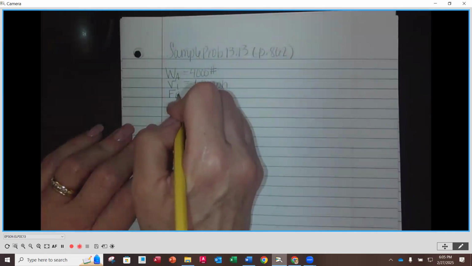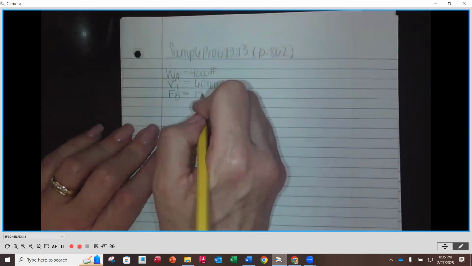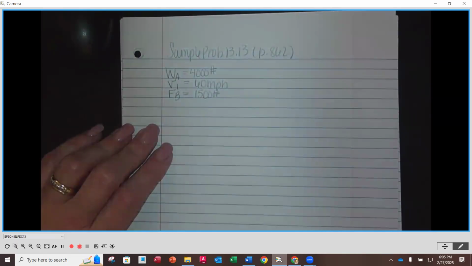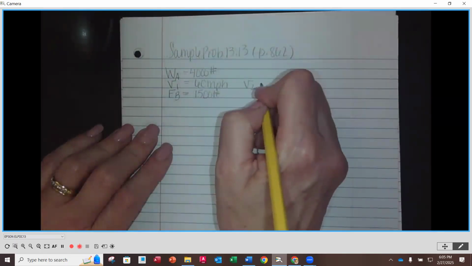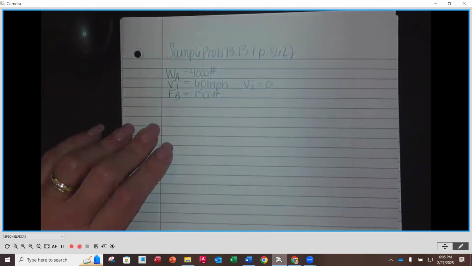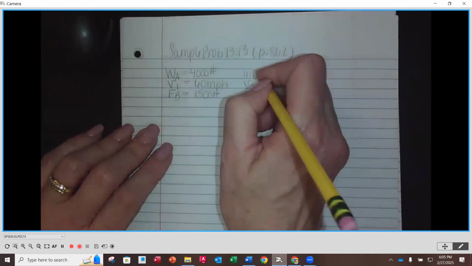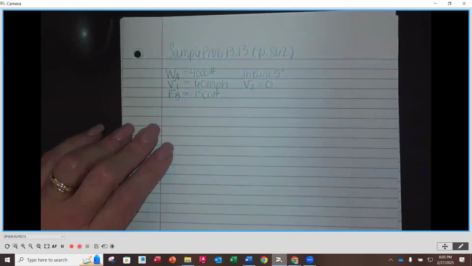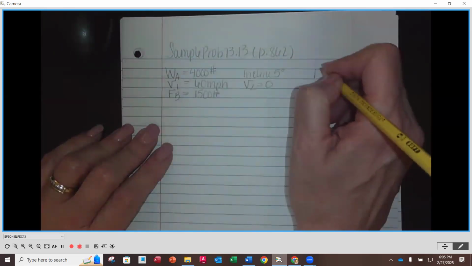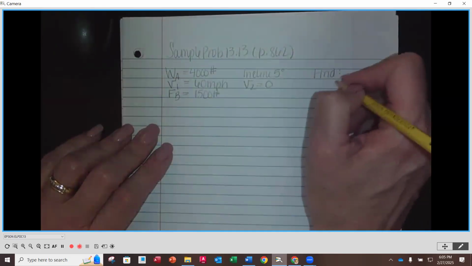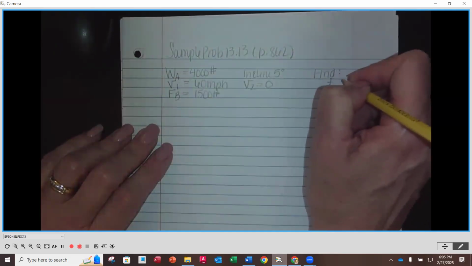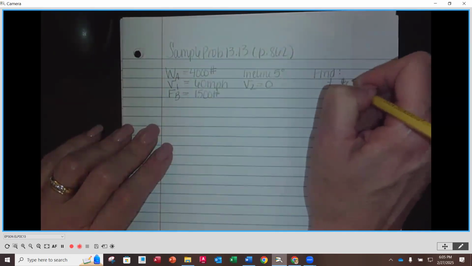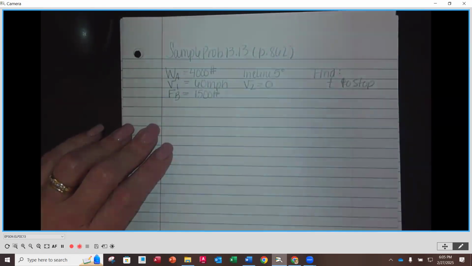We were told that there's a braking force of 1,500 pounds. And our final velocity 2, we want to know how long it takes to come to a stop. So that means that our V2 is going to be 0. We also know that we are going down an incline of 5 degrees. Okay. And we want to find T, the amount of time to stop. Okay.